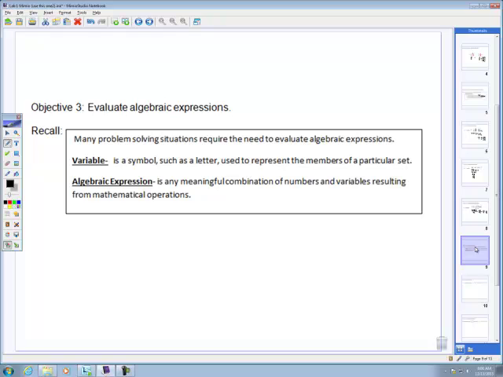The last objective in this lab is to evaluate algebraic expressions. Remember, many problem-solving situations require the need to evaluate algebraic expressions. You will use this throughout the remainder of this course. A variable is a symbol, such as a letter, many times X, but not always, used to represent the members of a particular set. An algebraic expression is any meaningful combination of numbers and variables resulting from mathematical operations.